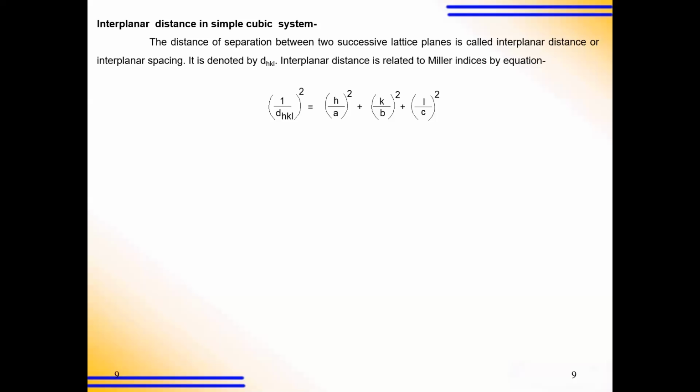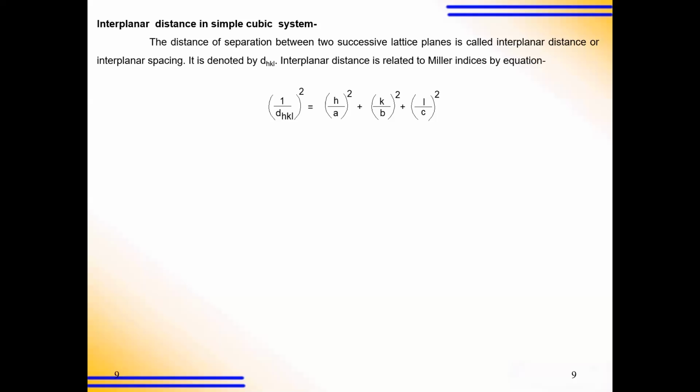So this is the different way: it is the intercept or the parallel to this axis with the axis, and therefore their distance is equidistant from one plane to the other planes. Okay, so that interplanar distance in a simple cubic system is very important.